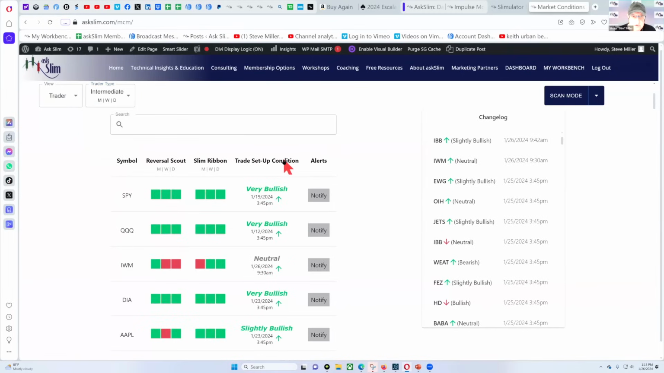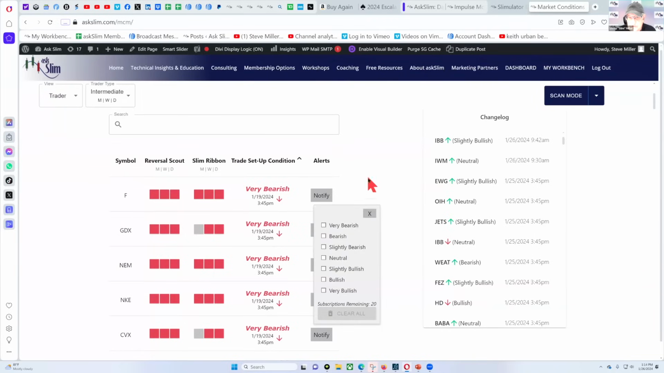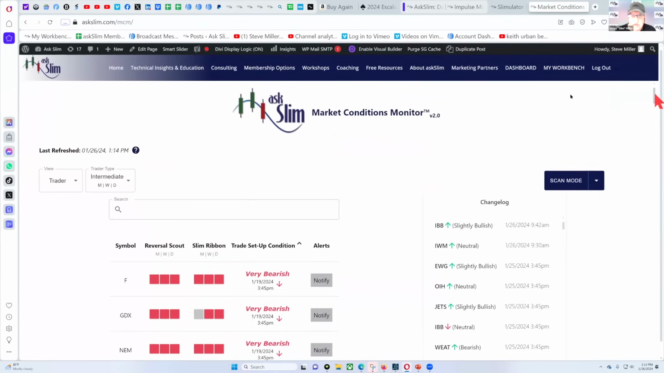The intermediate term conditions, as you could see, are very bullish for Caterpillar, the diamonds, XLF, Micron, Qualcomm, and right over here you could see they're very bearish. And here for Ford, GD, Newmont, so you see the golds are bad. They need to really have some significant changes. And if you're a level 4 member, you could get notified by the type of change that you want through our Discord notification system. So this is just a fantastic application. And again, level 3 and level 4, and we're planning some upgrades in here very soon.